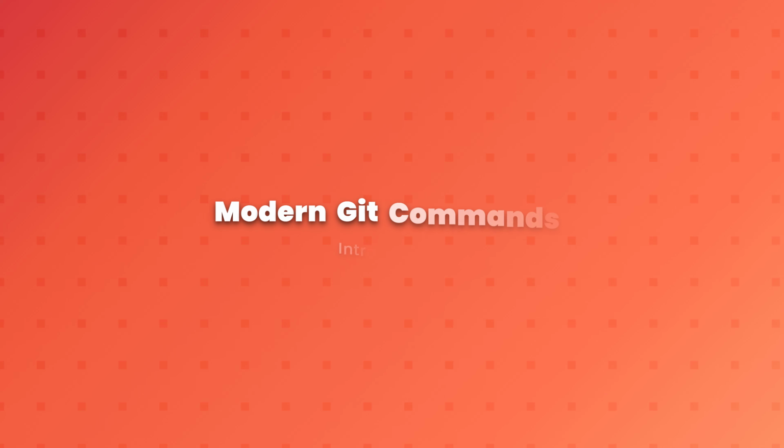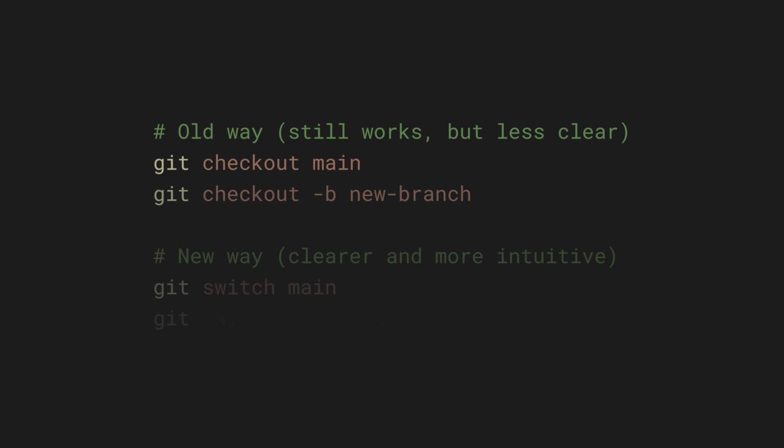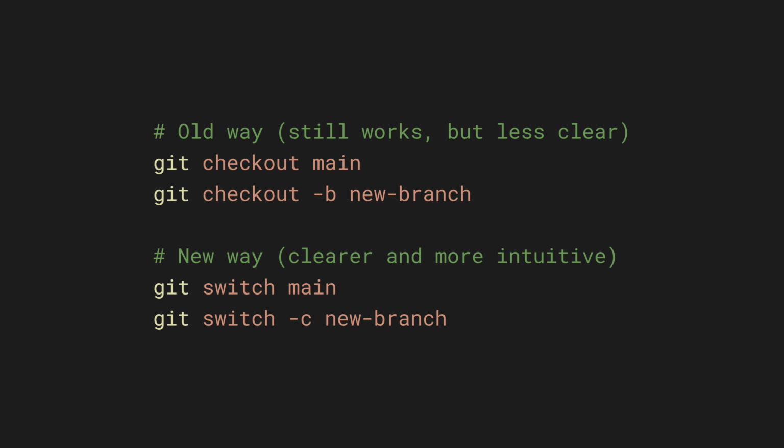Git has evolved over the years and introduced some newer, more intuitive commands. Let's learn about git switch and git restore. These newer commands make Git more beginner-friendly by having clear, single purposes. Git switch is the modern way to switch between branches. It's clearer in purpose than git checkout, which can do many different things. While git checkout still works, using git switch makes your intentions crystal clear.